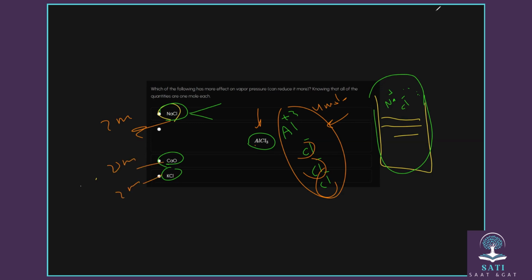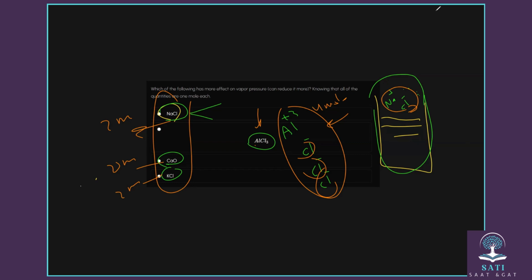So 1 mole of each of these 3 compounds will give us 2 moles of its components, which are Na and Cl. But here it's going to be 4 ions. So we'll get 4 moles of ions. So 4 moles of ions here, which means a higher number of solute particles inside the solution.